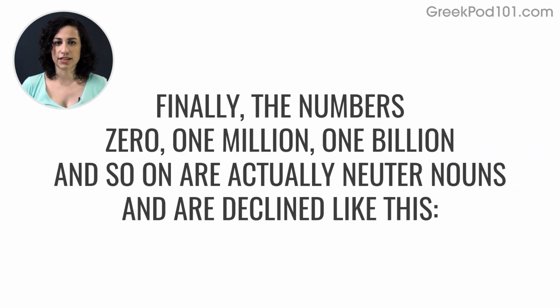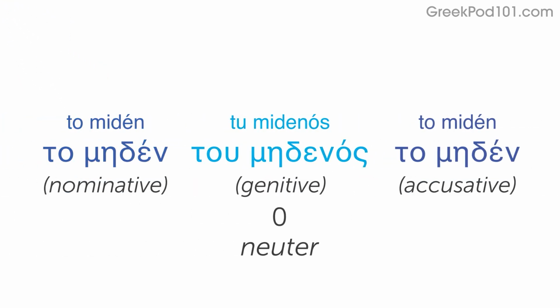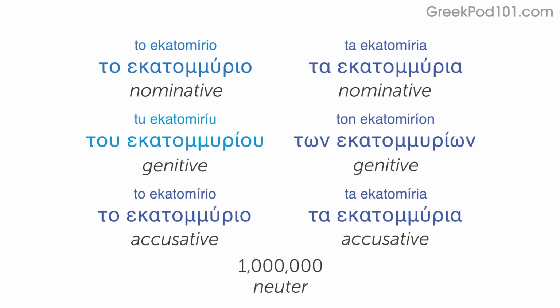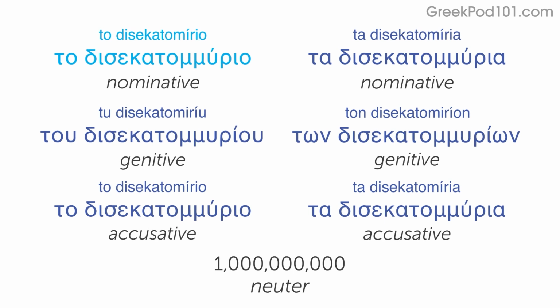Finally, the numbers 0, 1 million, 1 billion, and so on are actually neuter nouns and are declined like this. Το μηδέν, του μηδενός, το μηδέν, for 0. Το εκατομμύριο, του εκατομμυρίου, το εκατομμύριο. Τα εκατομμύρια, των εκατομμυρίων, τα εκατομμύρια, for million. And το δισεκατομμύριο, του δισεκατομμυρίου, το δισεκατομμύριο. Τα δισεκατομμύρια, των δισεκατομμυρίων, τα δισεκατομμύρια, for billion.